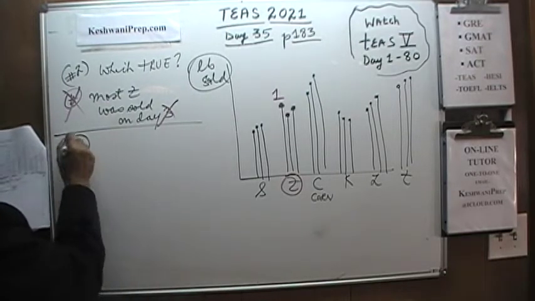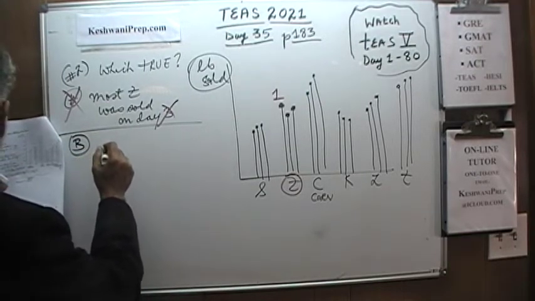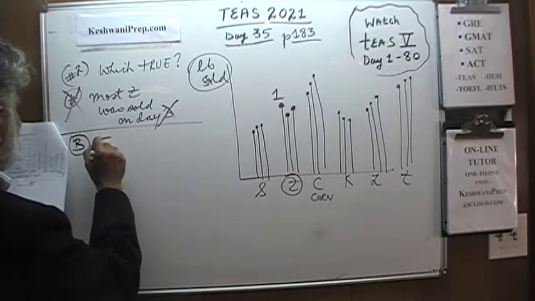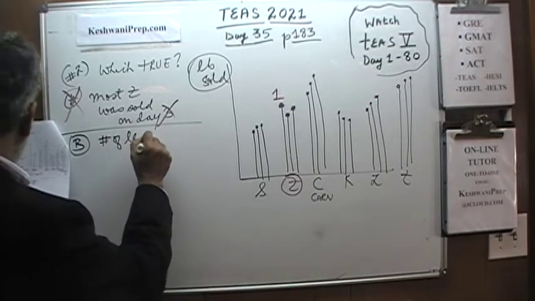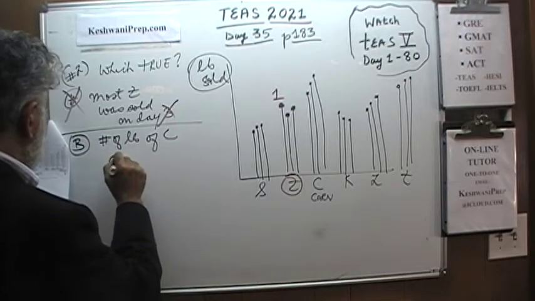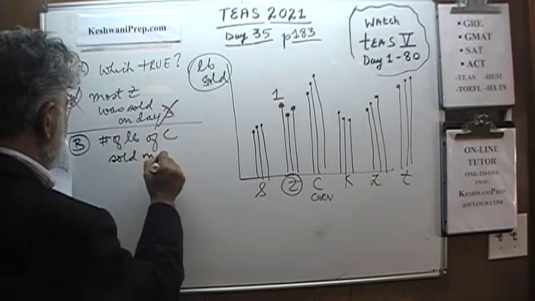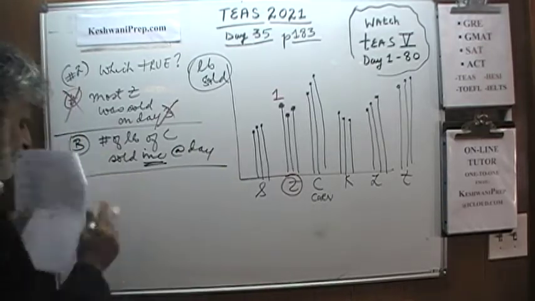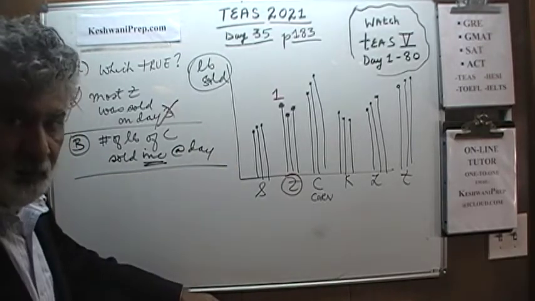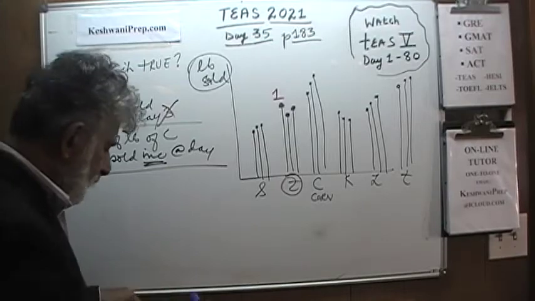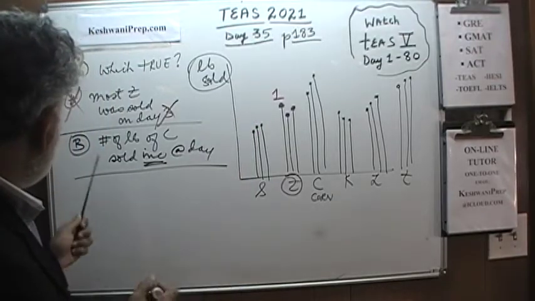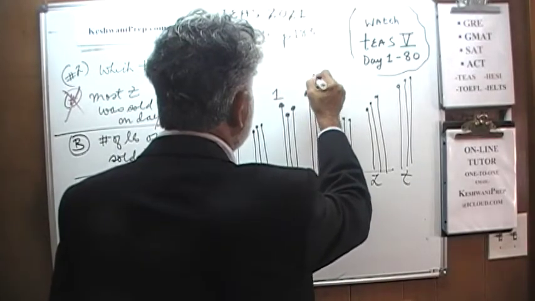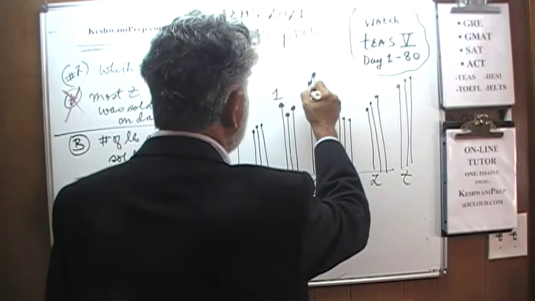Answer choice B. It says the number of pounds of corn sold increased each day. Now, if that statement is true, then when we go to corn, the 3 lines should increase one after the other. Corn, right here is corn. Oh, it is true. Here is corn, here is corn, here is corn. Oh, there you go. It's increasing every day.